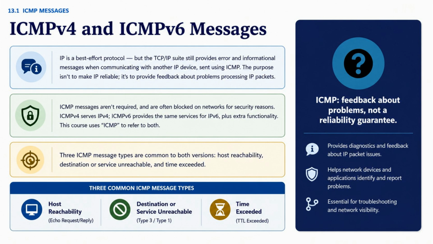Crucially, its purpose is not to make IP reliable, just to report problems. ICMP messages aren't required and are often blocked for security reasons, worth flagging early since it explains some confusing troubleshooting scenarios later. ICMPv4 serves IPv4, ICMPv6 serves IPv6 plus extra functionality. This course uses ICMP loosely to mean both. 3 message types are common to both versions, covered next.